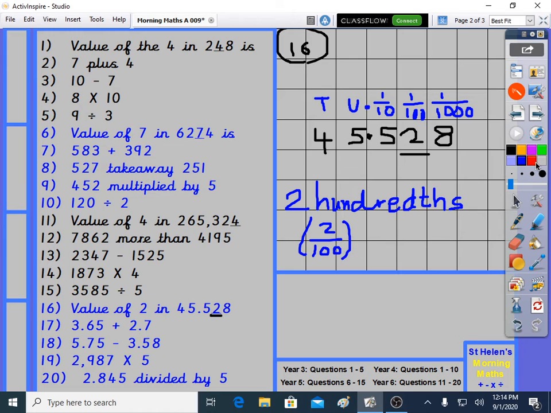As a decimal, it's 0.02. So 3 answers, all correct, all worth the same for question 16. 0.02, 2 hundredths is 2 hundredths. Let's go on to question 17.